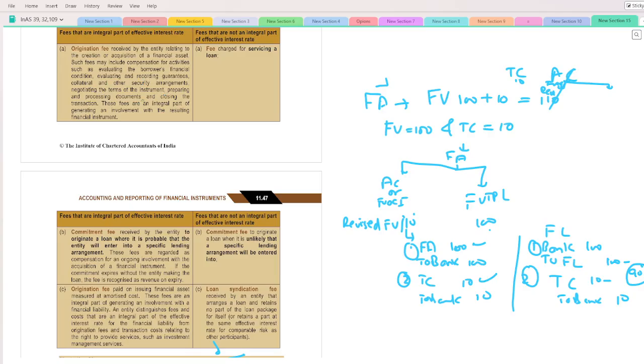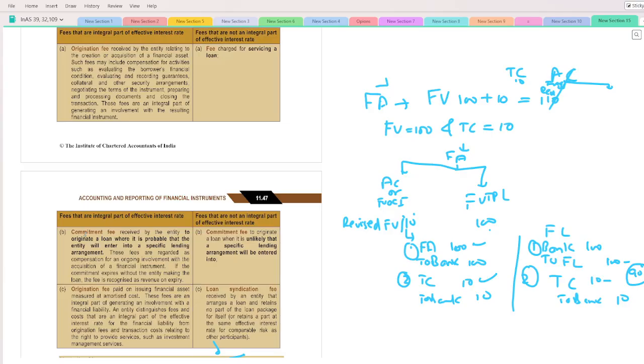Similarly, preparing the documentation and negotiating the terms of the instrument also. These are the things which are there while you are giving the loan to the customer. So this is the whole process. These fees are an integral part of generating and involvement with the resulting financial instrument.